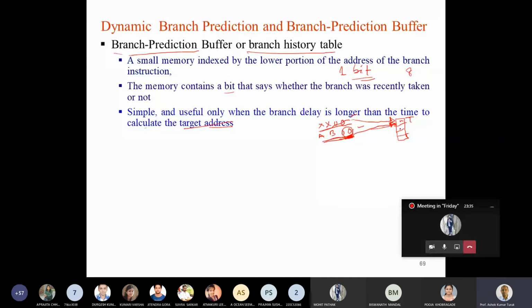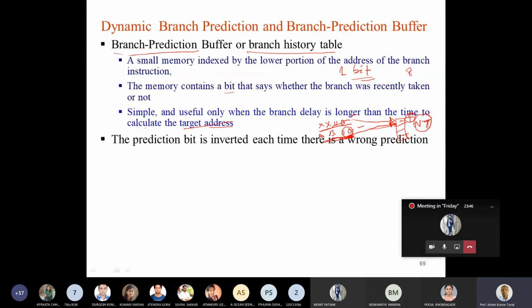Now when the actual outcome of the branch becomes not taken, then this prediction bit needs to be altered from taken to not taken. So this needs to be inverted. So the prediction bit is inverted each time there is a wrong prediction. You predict, then you execute the branch, and then you are able to know the actual outcome of the branch. When the actual outcome is different from the direction of the prediction, the bit needs to be inverted every time the prediction goes wrong.